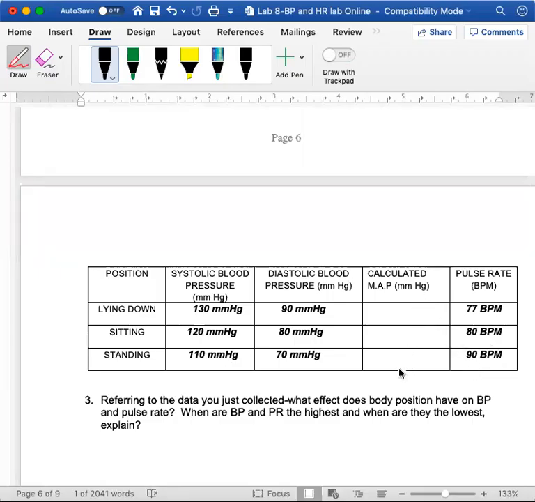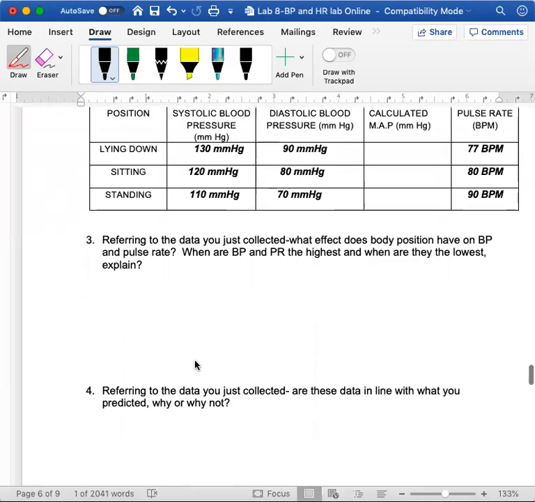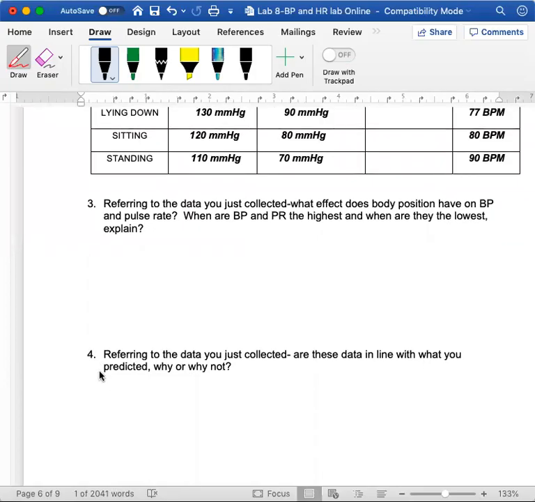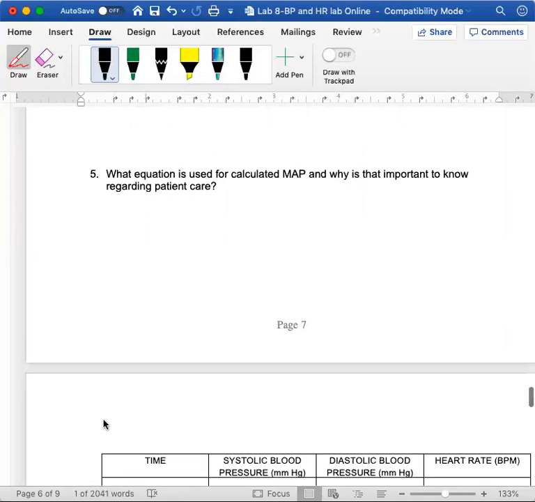Okay. I want you to calculate the MAP for those, and then I want you to tell me or interpret the data, right? So when was blood pressure the lowest and pulse rate? When was blood pressure and pulse rate the highest? Does that agree with, or does that support what you predicted, the educated guess, the hypothesis that you just made a little bit ago? Why or why not, right? And then what is the equation used to calculate MAP? For calculating it, not the theory, but for calculating it. And why is that important to know regarding patient care?